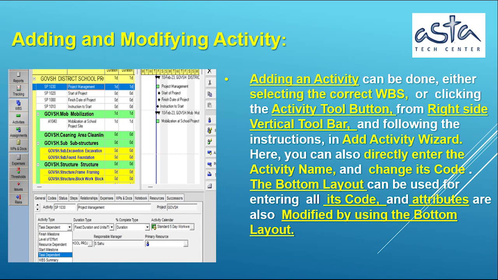Adding and modifying activity. Adding an activity can be done either by selecting the correct WBS or by clicking the Activity Tool button from the right side vertical toolbar and following the instructions in the Add Activity Wizard. Here, you can also directly enter the activity name and change its code. The bottom layout can be used for entering all its codes, and attributes are also modified by using the bottom layout.